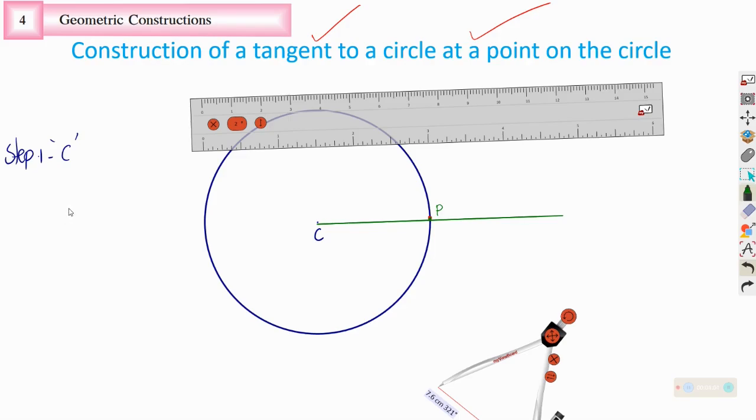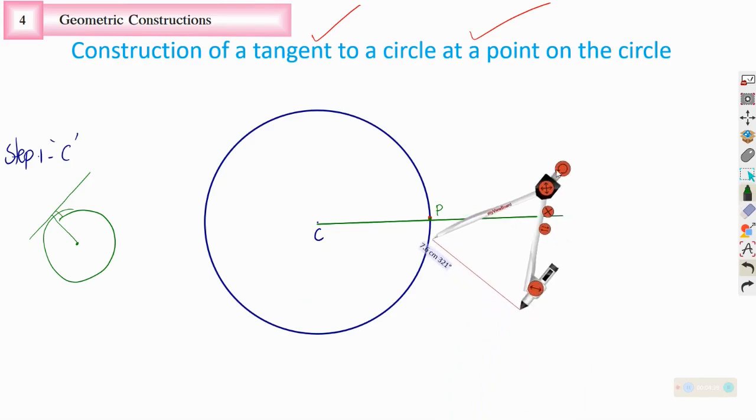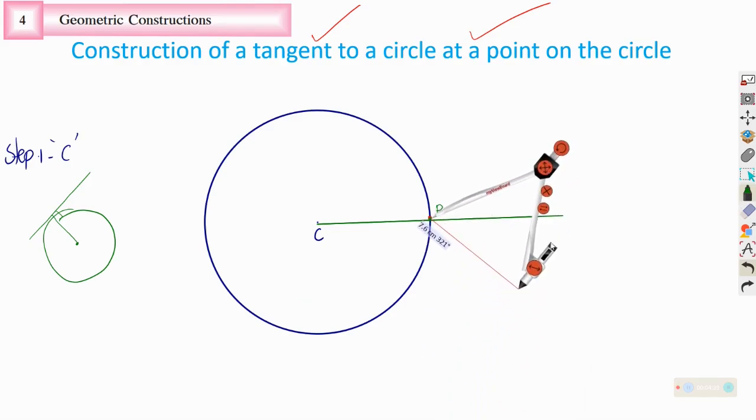The property is that if there is a circle and a tangent and this is the center, the line drawn from the center to the point on the tangent will be perpendicular. So I need a perpendicular here, and the problem is solved. That principle we are using in the reverse direction. For that, again I need the compass to draw a perpendicular through this point.